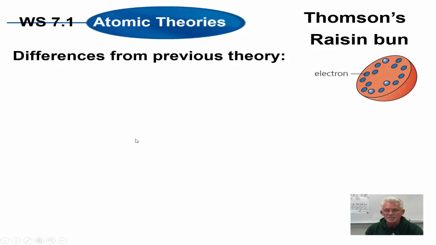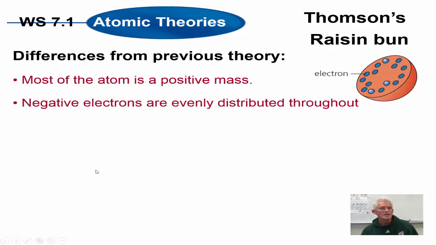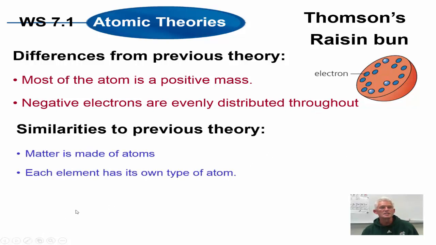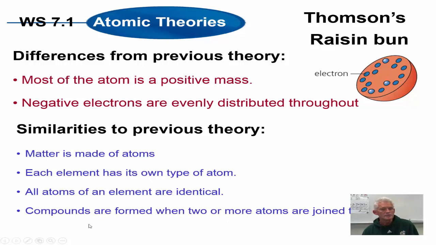So, differences between Thomson and Dalton. Most of the atom is a positive mass. Now that's interesting. Negative electrons are evenly distributed throughout. And the similarities were that matter is made up of atoms. Each element has its own type of atom. All atoms of an element are identical. And finally, compounds are formed when two or more atoms are joined together. So you might want to reread that, but those are the differences and the similarities between Dalton and Thomson.